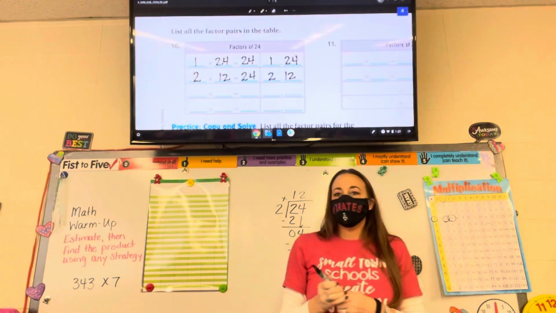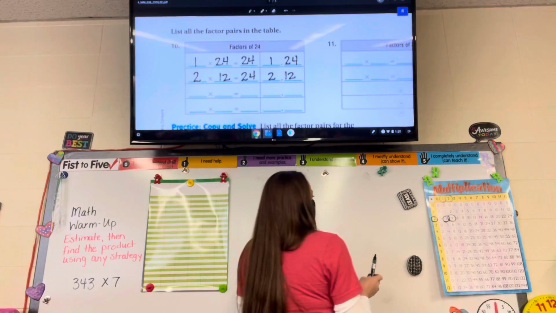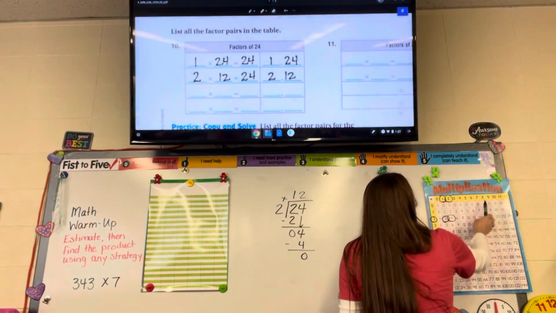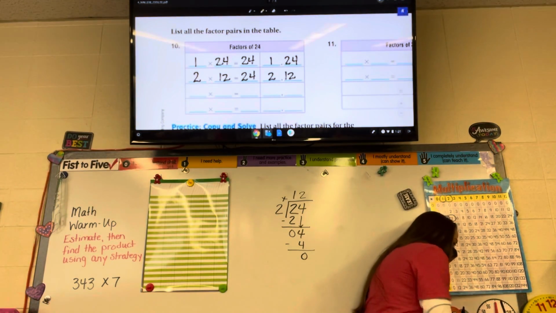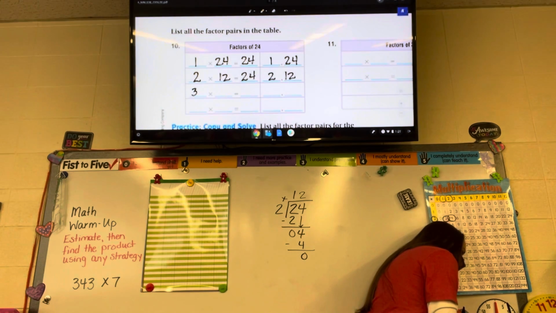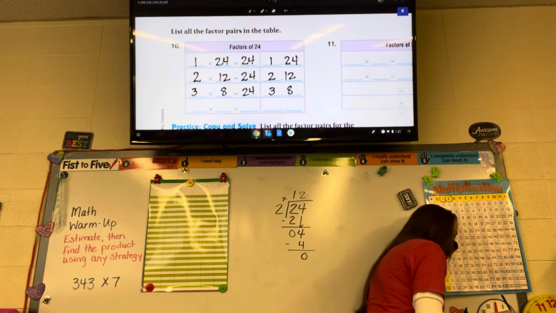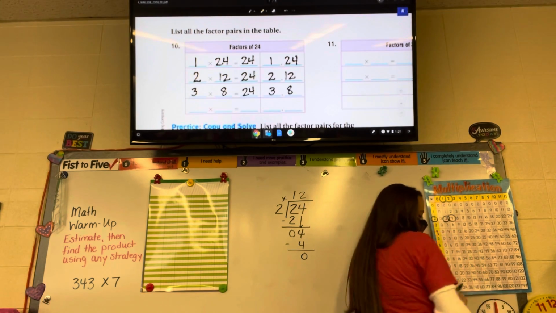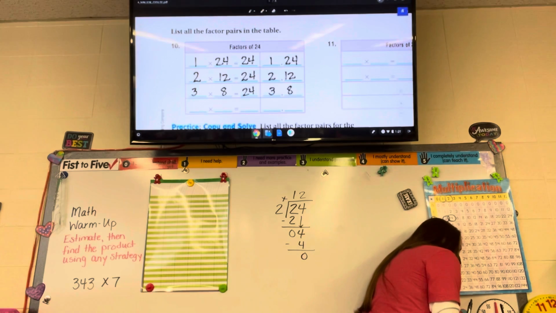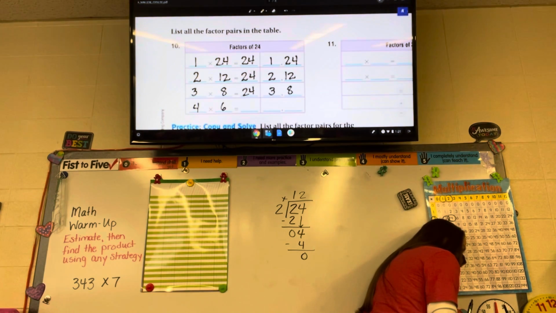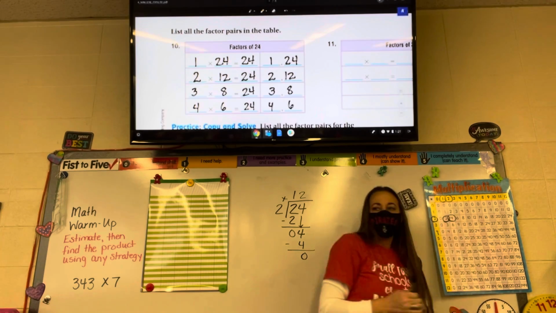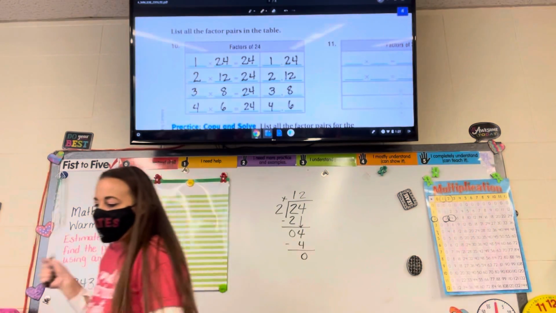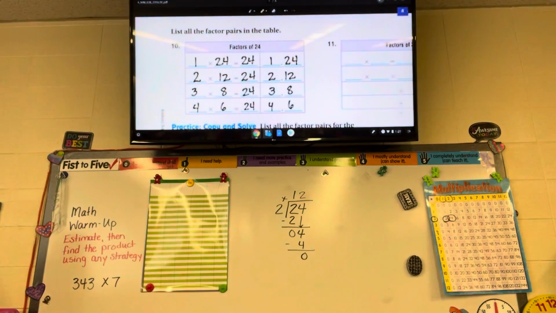What number comes after 2? 3. So we check the 3 row for 24 and find its partner. 3 times 8 is 24. Those factors are 3 and 8. And then the number after 3 would be 4. We check the 4 row for 24. Find out 4 times 6 is 24. So 4 and 6 are the factors. That is how you do the tables for 64 and 44. You can do those now.